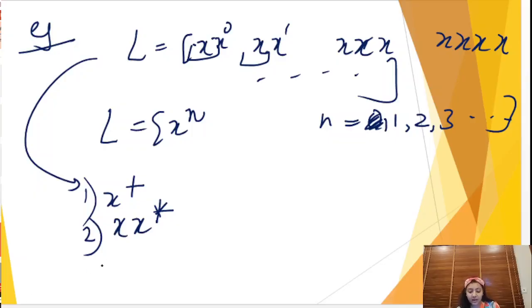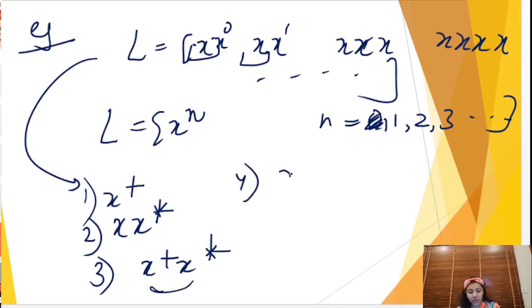Then there can be another way of representing this language. I can use x plus x star. X plus guarantees that one x is fixed and x star guarantees any number of x's. Then I can also reverse these positions, which gives me another regular expression, x star x plus. The idea is that the single x has to be mandatory because there is no lambda in it, and then any number of x's can be there.